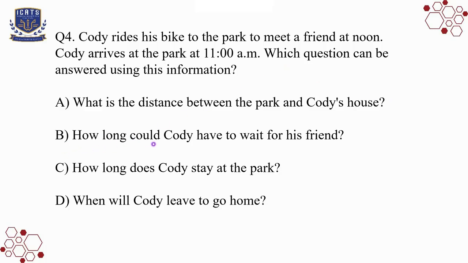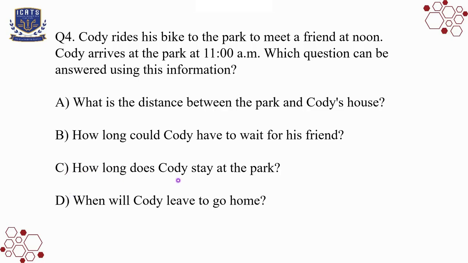Option B is how long could Cody have to wait for his friend? So this question can be answered because we know that Cody arrived at the park at 11 a.m. and he had to meet his friend at noon, which is 12 p.m. So there is 1 hour between this time. So we can answer this question. So we will select option B here, but we can check the other options as well.